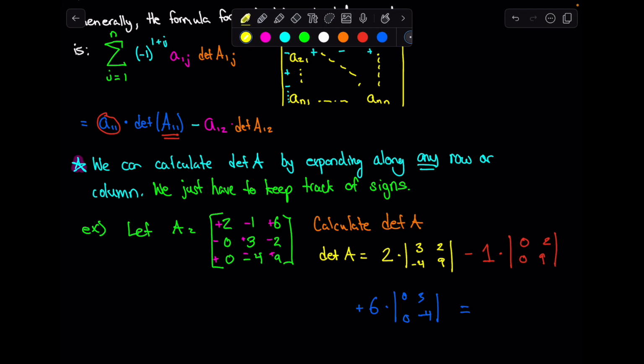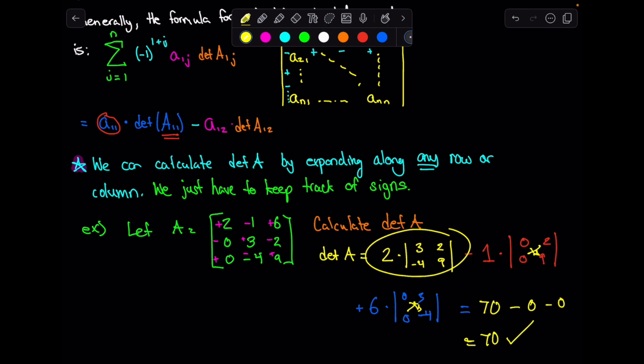If we do this, the first determinant: 3 times 9 is 27 minus a negative 8. What's 27 plus 8? 35. So 35 times 2 is 70, so that's 70 minus, here we get 0 minus 0, so minus 0, and then here we get 0 minus 0, so that's also 0. So this is going to equal 70. Fantastic. Now this is all fine and dandy. We chose to expand along the first row, no problem.